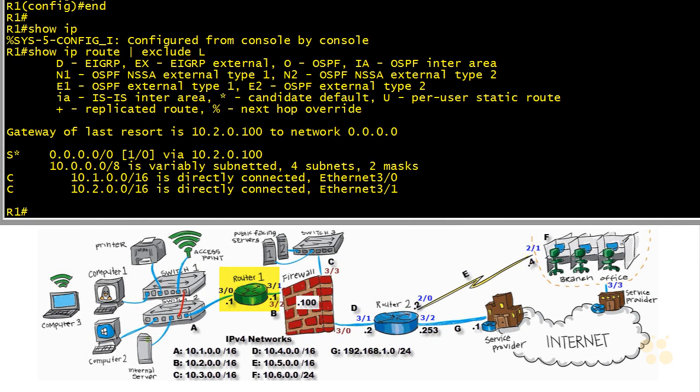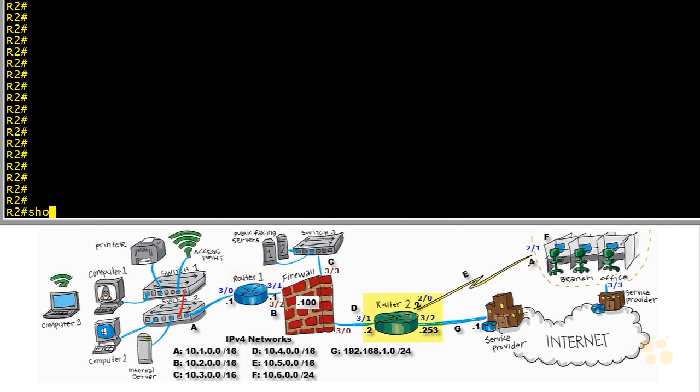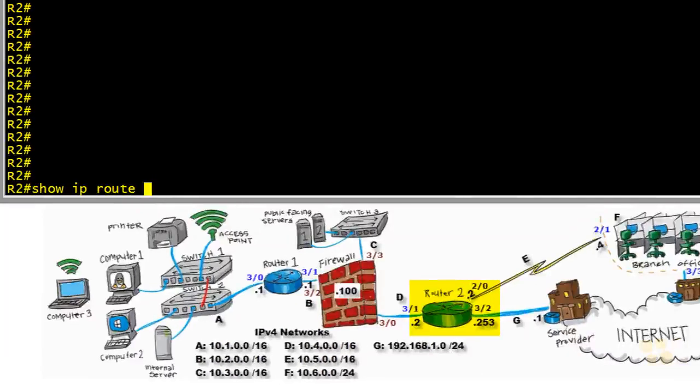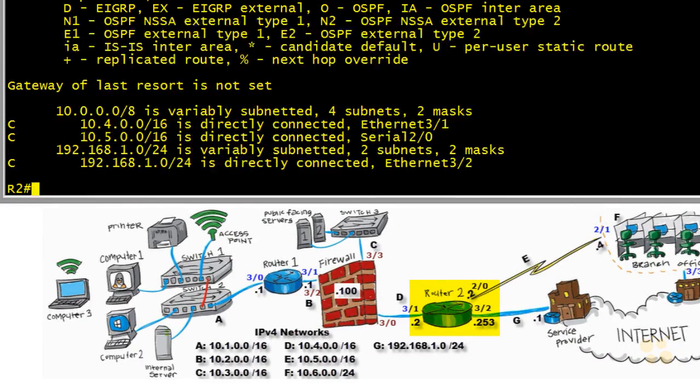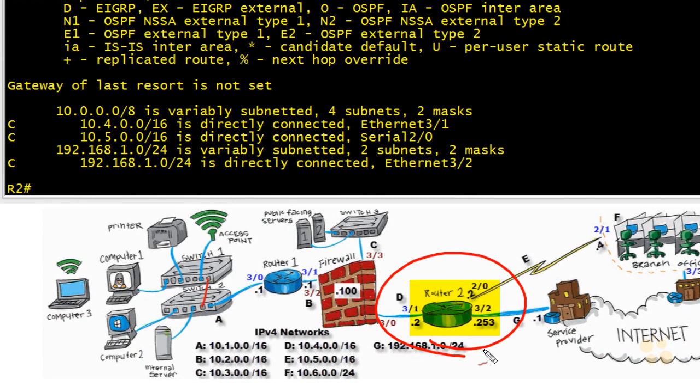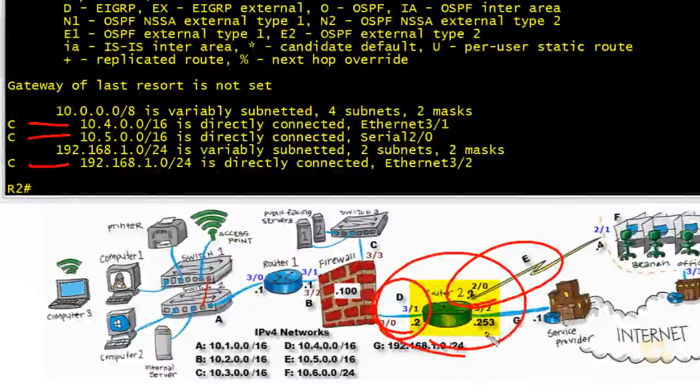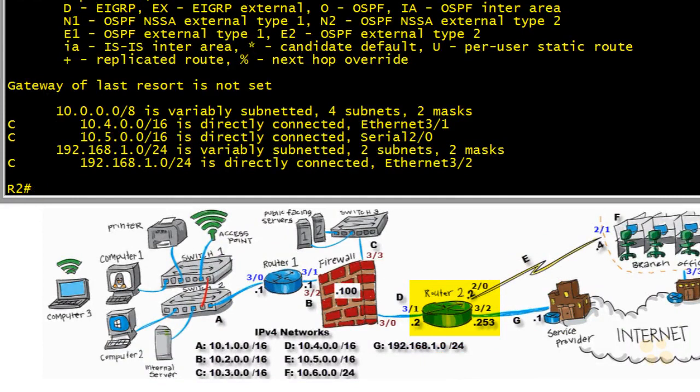Let's go to router number 2. On router 2, let's do a show IP route here as well. Again, I'm going to exclude the output that has the L in it just to make it a little bit more readable. And as we look at the routing table here on router 2, it has 3 directly connected networks that it knows about. The 10.4, which is network D, the 10.5, which is network E, and the 192.168.1, which is network G.